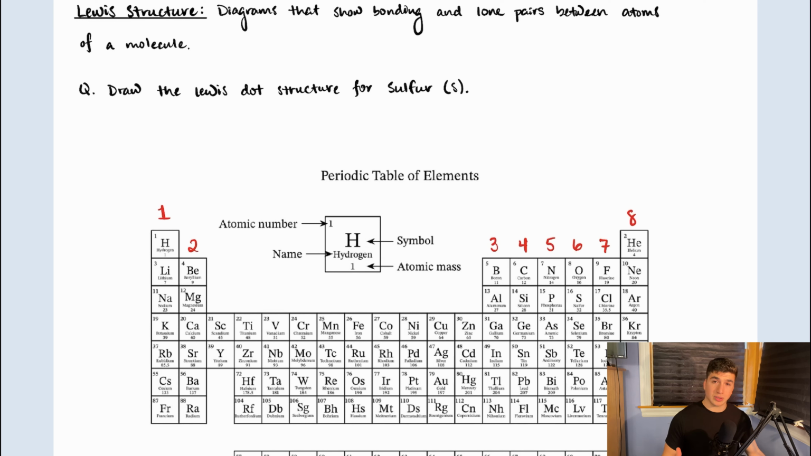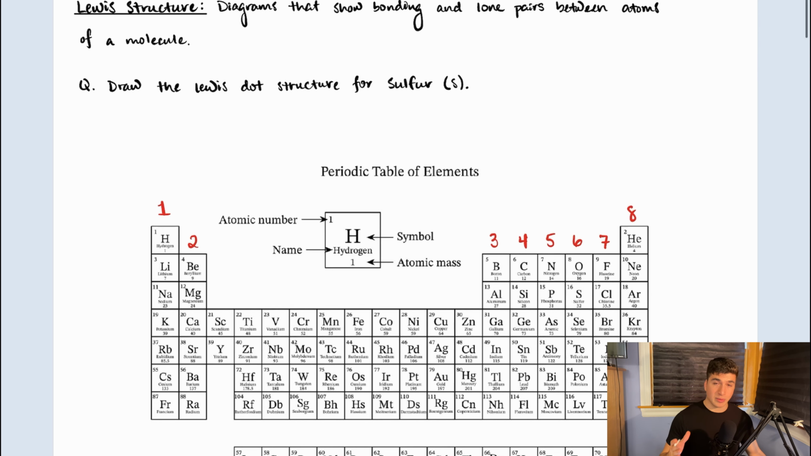So, what is a Lewis structure? A Lewis structure is a diagram that shows the bonding and lone pairs between atoms of a molecule. All right. So, I'm going to teach you guys how to do this with a couple sample questions. We're going to start really simple here. Draw the Lewis dot structure for sulfur.